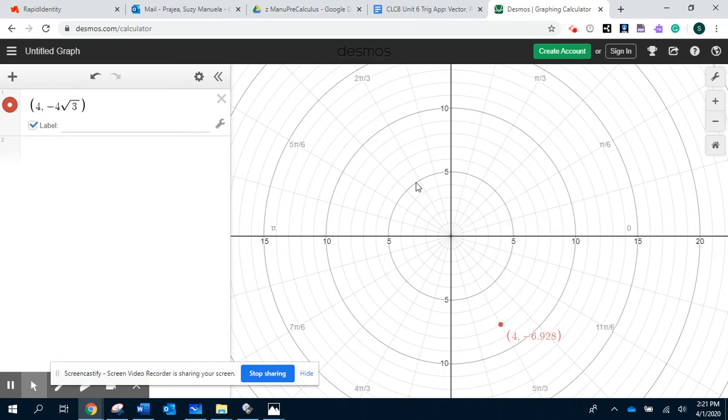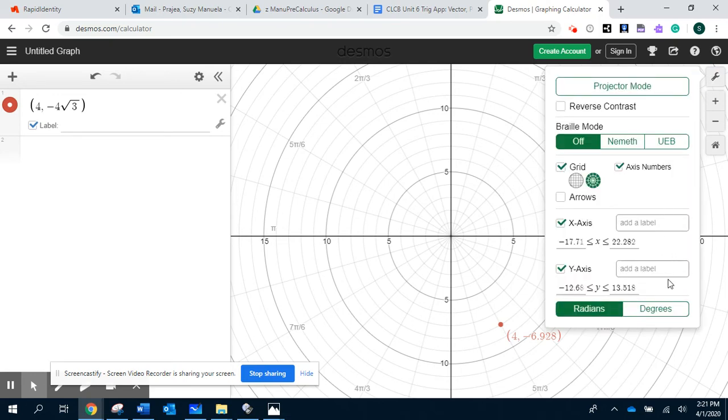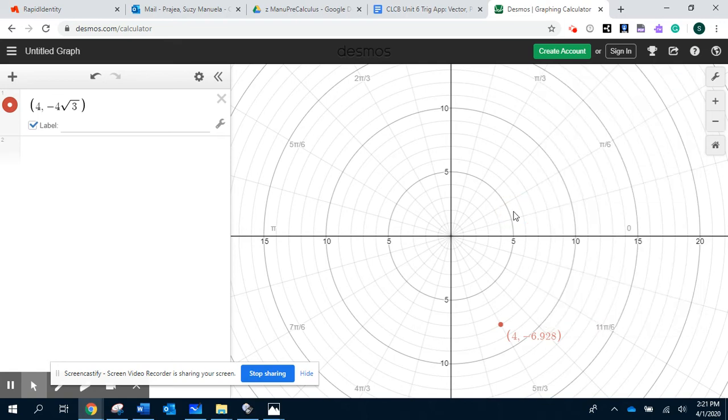These circles give you the radius, and these lines give you the angle in radians. If you want degrees, you can switch it to degrees, but we want radians. So let's look at our point.